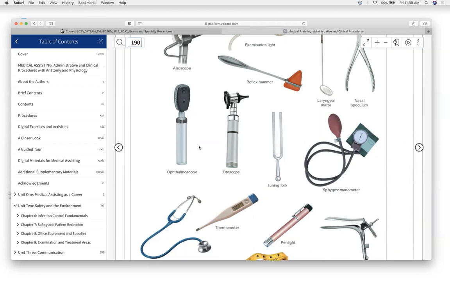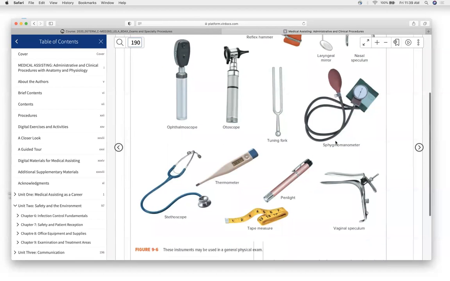Otoscope is for the ears, ophthalmoscope is for the eyes. And I wish we had more time in lab. We used to play around with these in class. Of course, your sphygmomanometer, say that 5 times fast. That's your BP cuff. You're always looking to see if the cuff is clean, if there's any debris or dirt from the previous patient. Again, you don't sterilize this. You don't necessarily sterilize the tuning fork because it doesn't touch anything, but definitely this duckbill vaginal speculum, you have to sterilize. Tape measures, pen lights, the thermometers have covers. Make sure you dispose of the covers.